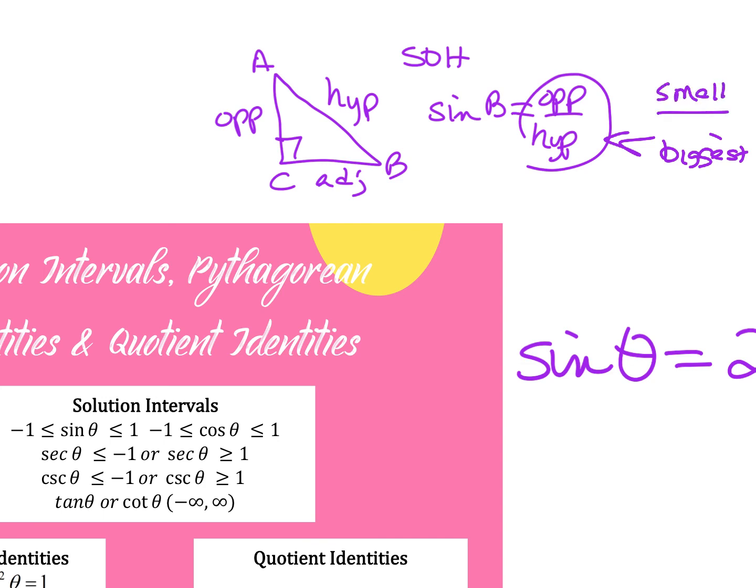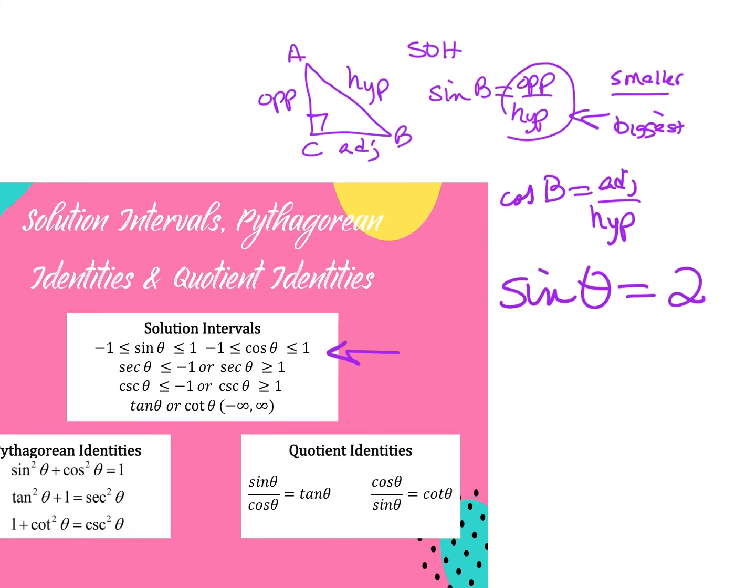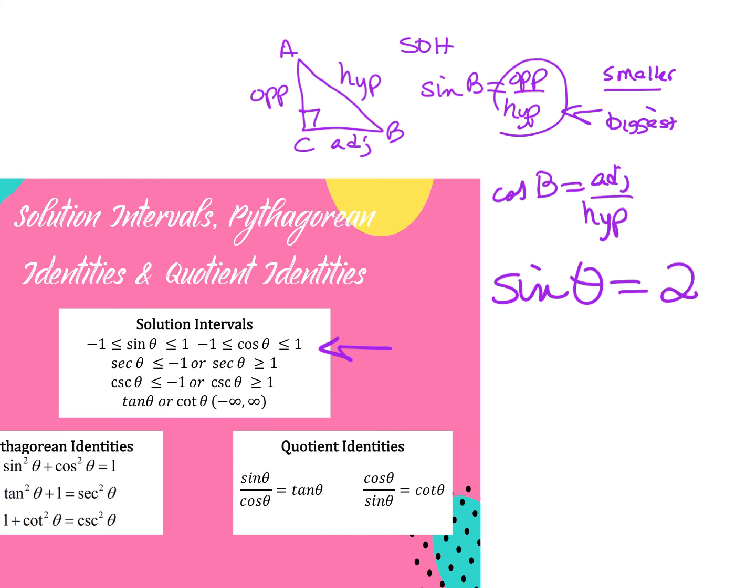Same thing for cosine. Cosine would have used, let's say I wanted cosine of B, adjacent over hypotenuse. And again, the hypotenuse is always the bigger side. So that's why this interval for our answers, it's always got to be a fraction, a positive or a negative fraction. So if they ever give you a question like this and they say, could the answer of sine of theta be positive 2? You would say that this is impossible because it has to be a positive or a negative fraction.